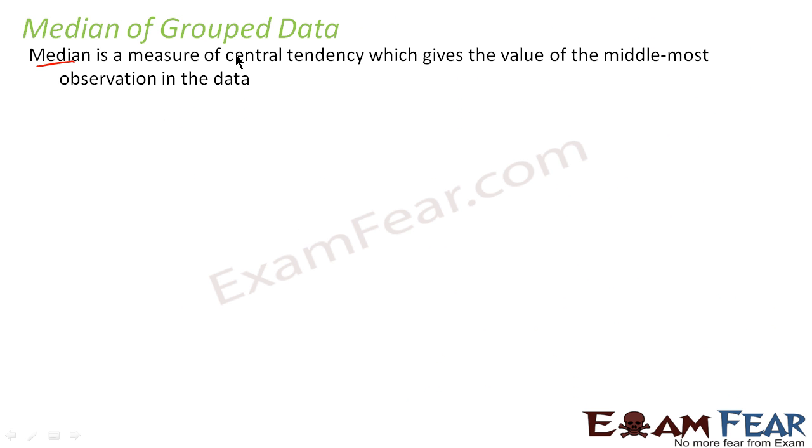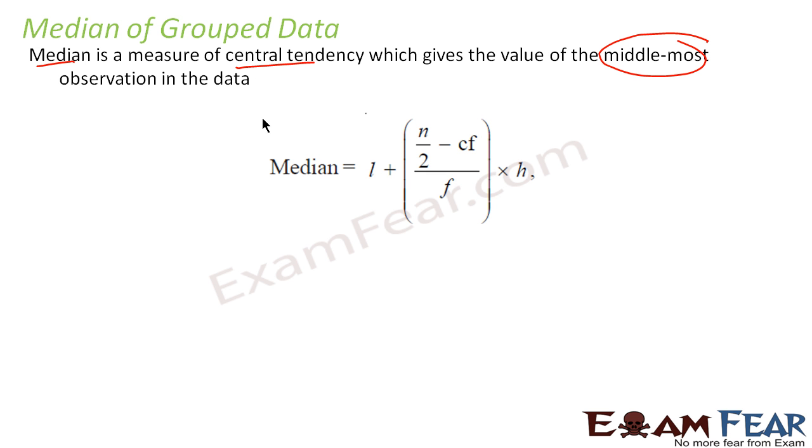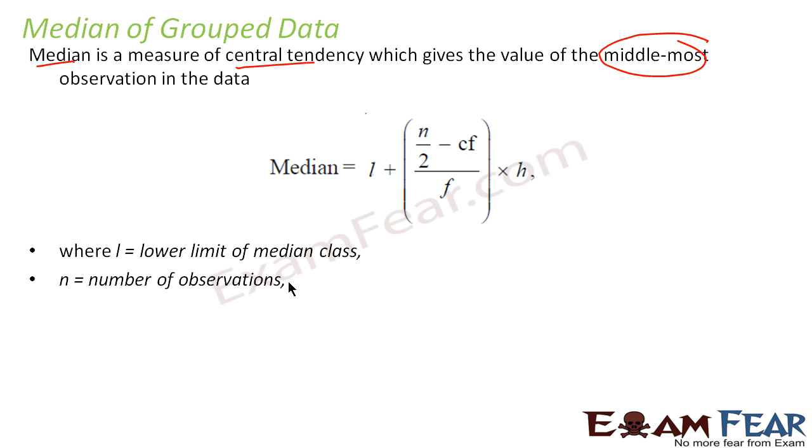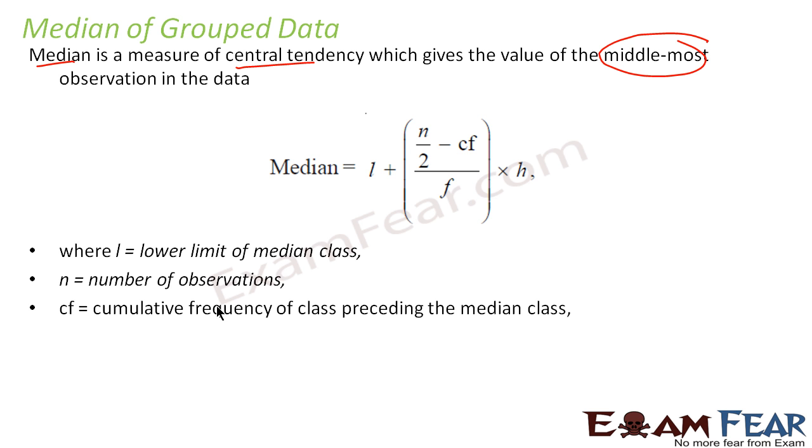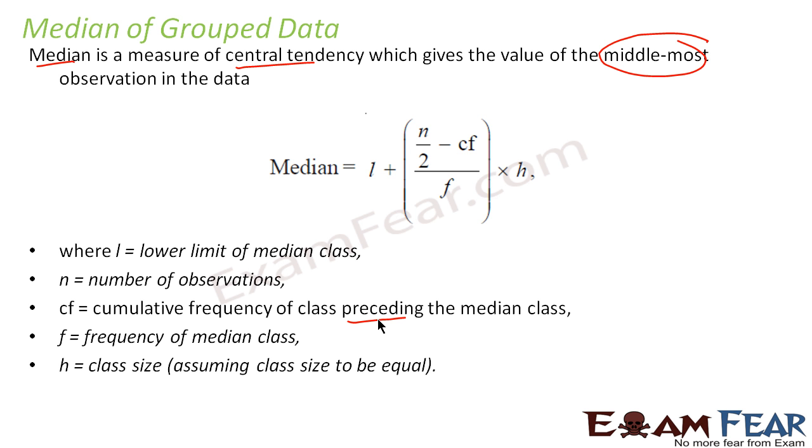Median is nothing but a central tendency which gives the middlemost value of the observed data. Here the formula we are using is median = L + ((n/2 − CF)/F) × H. I'll explain what these terms are. L is the lower limit of the median class, n is the number of observations, CF is the cumulative frequency of the class preceding the median class, F is the frequency of the median class, and H is the class size.